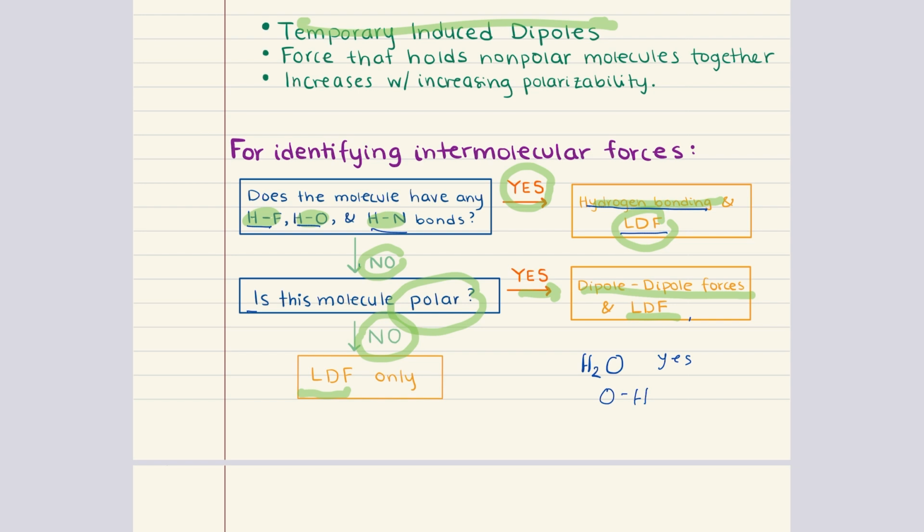What if we had chloromethane, CH3Cl? For the first question, does the molecule have any HF, HO, or HN bonds? The answer would be no. Then we ask, is the molecule polar? Here the answer is yes. So that means the intermolecular forces at play are dipole-dipole forces and London dispersion forces.